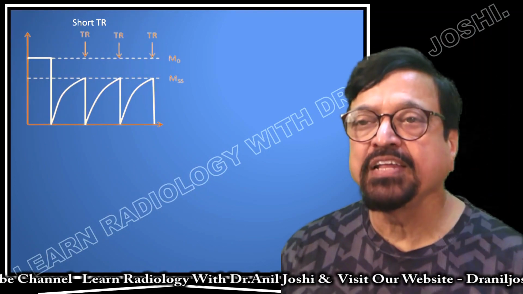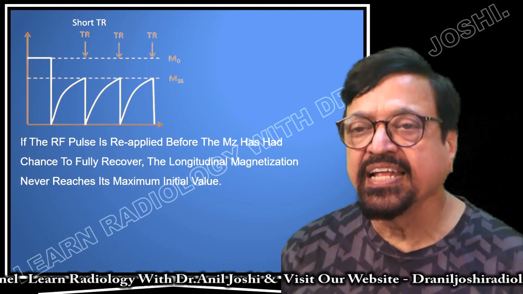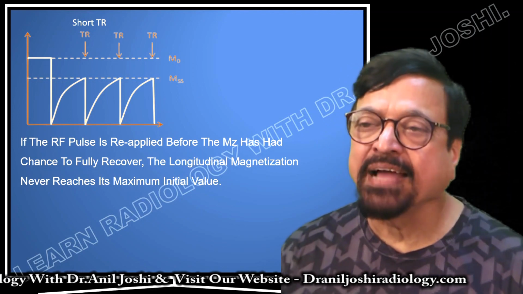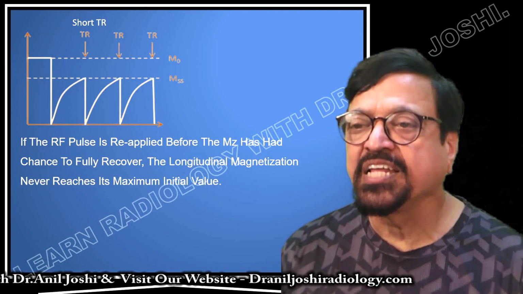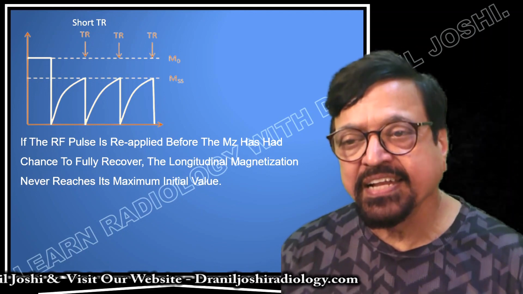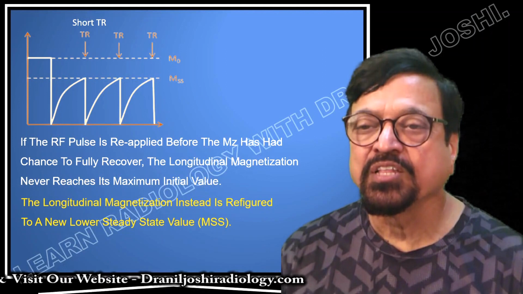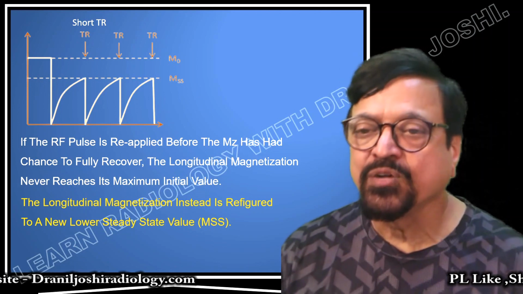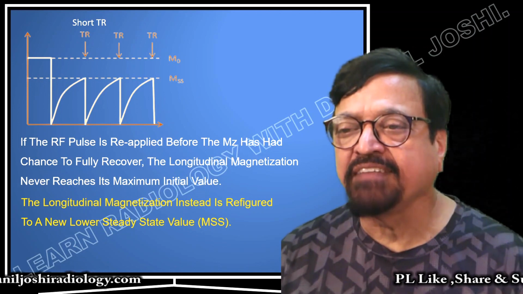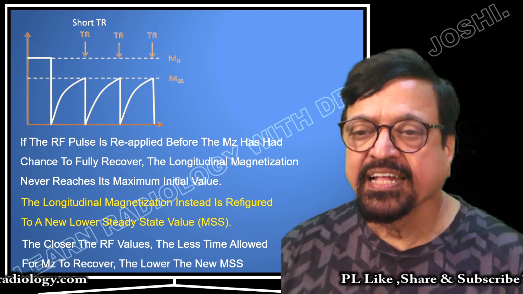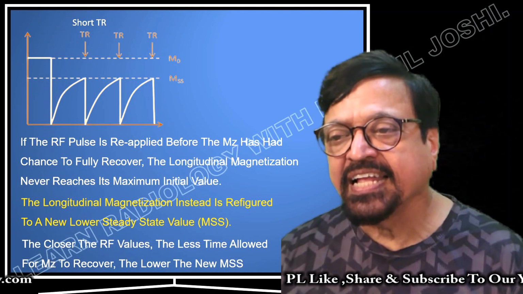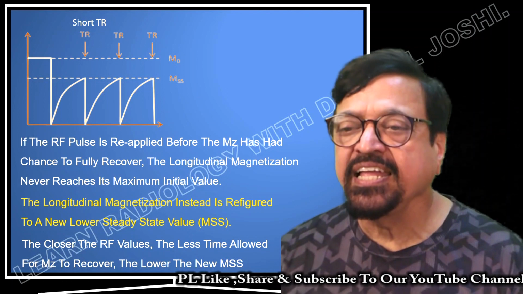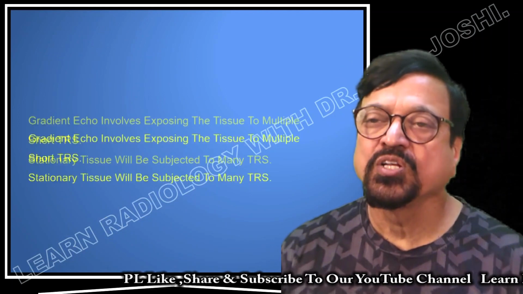Now, what will happen if you have a short TR? In case of short TR, if the RF pulse is reapplied before the Z magnetization has had a chance to fully recover, the longitudinal magnetization never reaches its maximum initial value. Instead, it reaches a new lower steady state value, that is MSS. The closer the RF pulses, the less time allowed for the magnetization along the Z axis to recover, the lower the MSS. So, these are the principles.